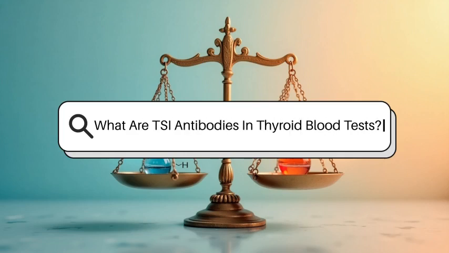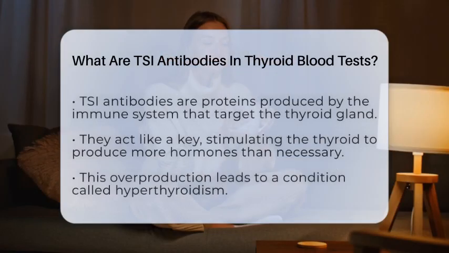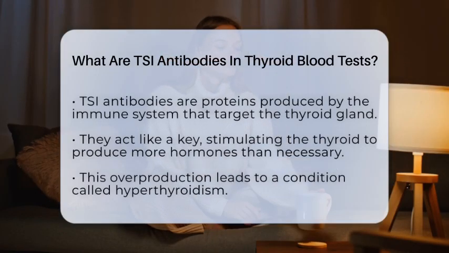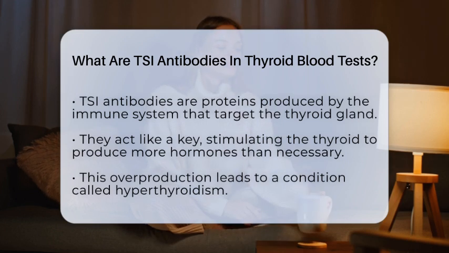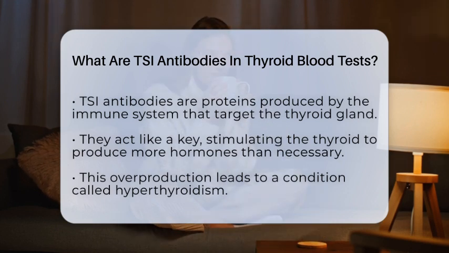What are TSI antibodies and thyroid blood tests? Imagine your immune system mistakenly targeting your own body instead of fighting infections. In some thyroid conditions, this can lead to the production of special antibodies called thyroid-stimulating immunoglobulins, or TSI antibodies. These are tiny proteins made by your immune system that specifically target the thyroid gland.